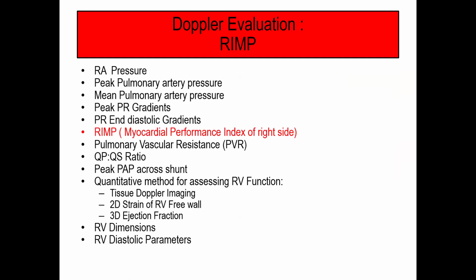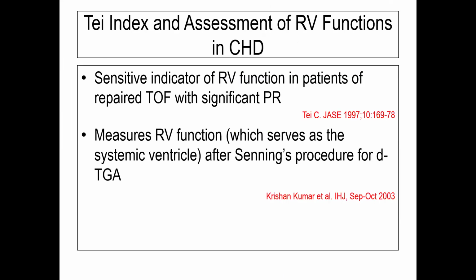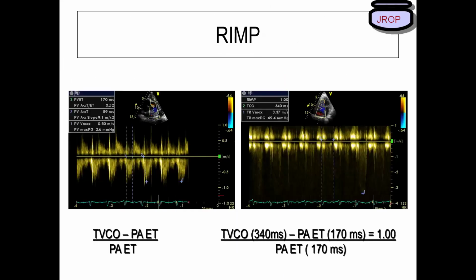Now, moving on from gradients to look at prognostication of these patients with pulmonary hypertension. How do we do it? We look at the tricuspid valve closing and tricuspid valve opening time. Then we go to the pulmonary artery ejection time. This is A, this is B. A minus B divided by B will give you, sorry, the right-sided myocardial performance index.